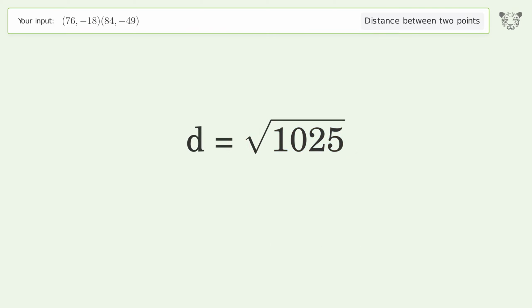And so the distance between the 2 points is the square root of 1025, or 32.016.